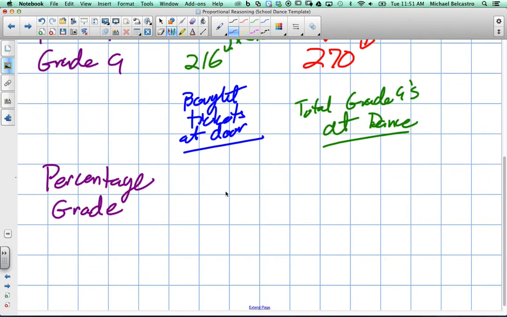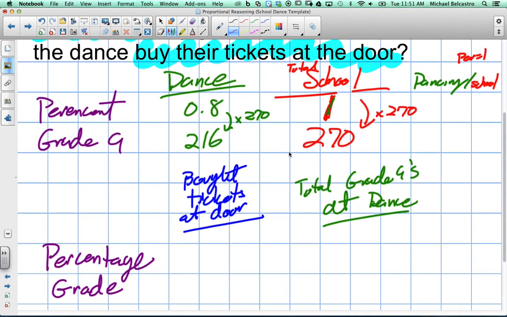Okay, so if we're going to think of this as a unit rate again, we want to think of it as how many tickets bought at the door, per grade 9 as a percentage. Per grade 9, okay? So per referring to the value of 1. So we need this to be a value of 1 here, okay? So of the total grade 9s who attend the dance, the 100% of the grade 9s, and we know there's 216 of them, what percent bought tickets at the door?